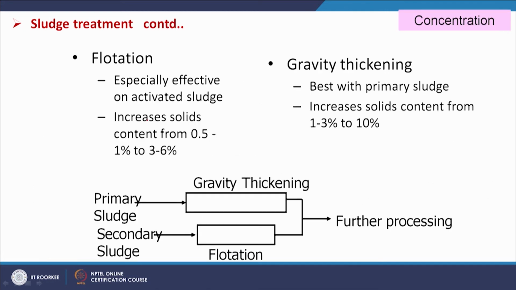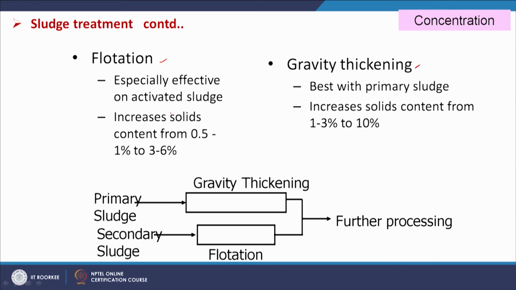So, now we will see the concentration. In this case we have mentioned that this can be done by flotation and gravity thickening. We have also seen that there are two major types of sludge, primary and secondary sludge, and secondary sludge has less solid content and its density is also less. So, this is more suitable for the flotation process.